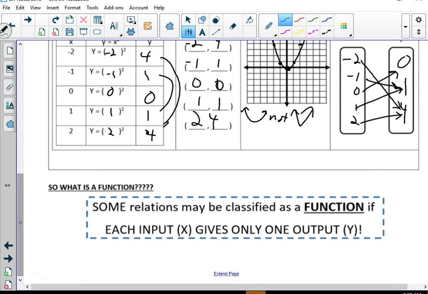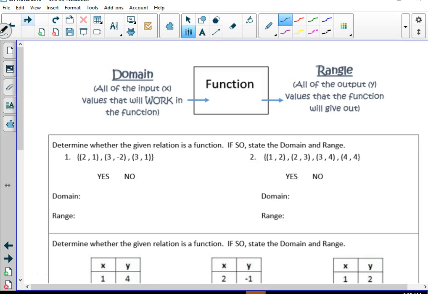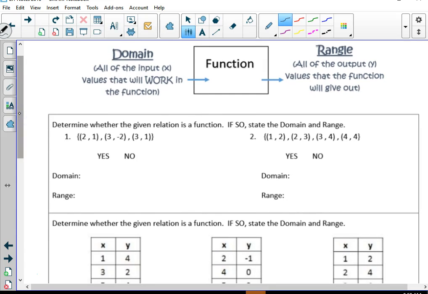Okay, so what's a function? Some relations may be called a function if each input x only gives you one output y. Okay, so there's the definition. Function, 1 for 1. Okay?